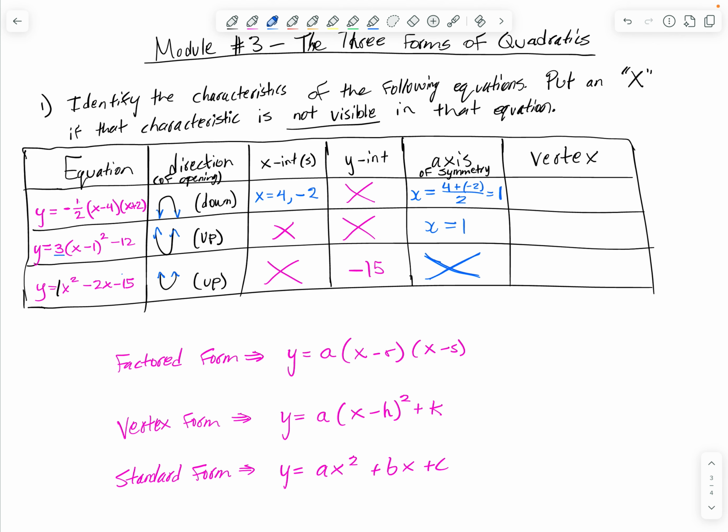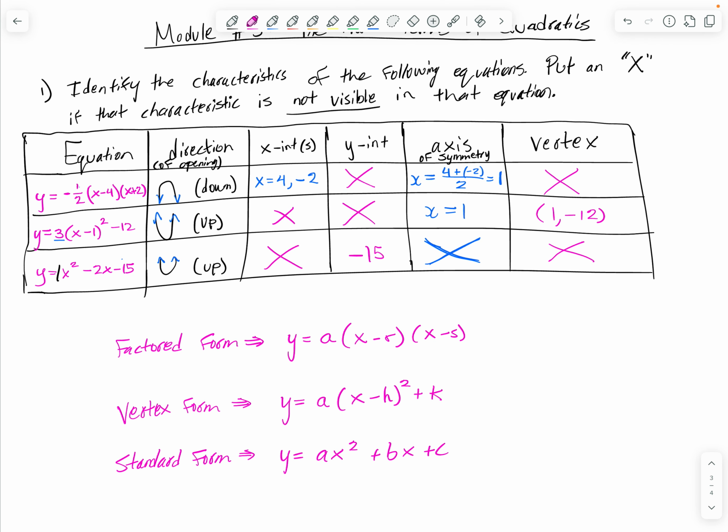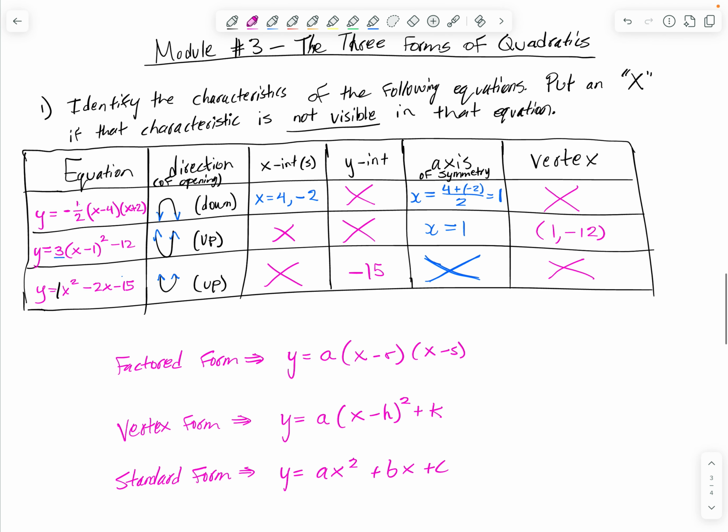Okay. Next, we go to vertex. I cannot tell the vertex from factored form. I cannot tell the vertex from standard form, but from vertex form, hence it's called vertex form, I can tell that it's just 1, -12. Okay, so that's it. 1, -12. All right, good. So that's pretty much the basics of the 3 forms. I hope you got a lot out of that one. But let's keep going.